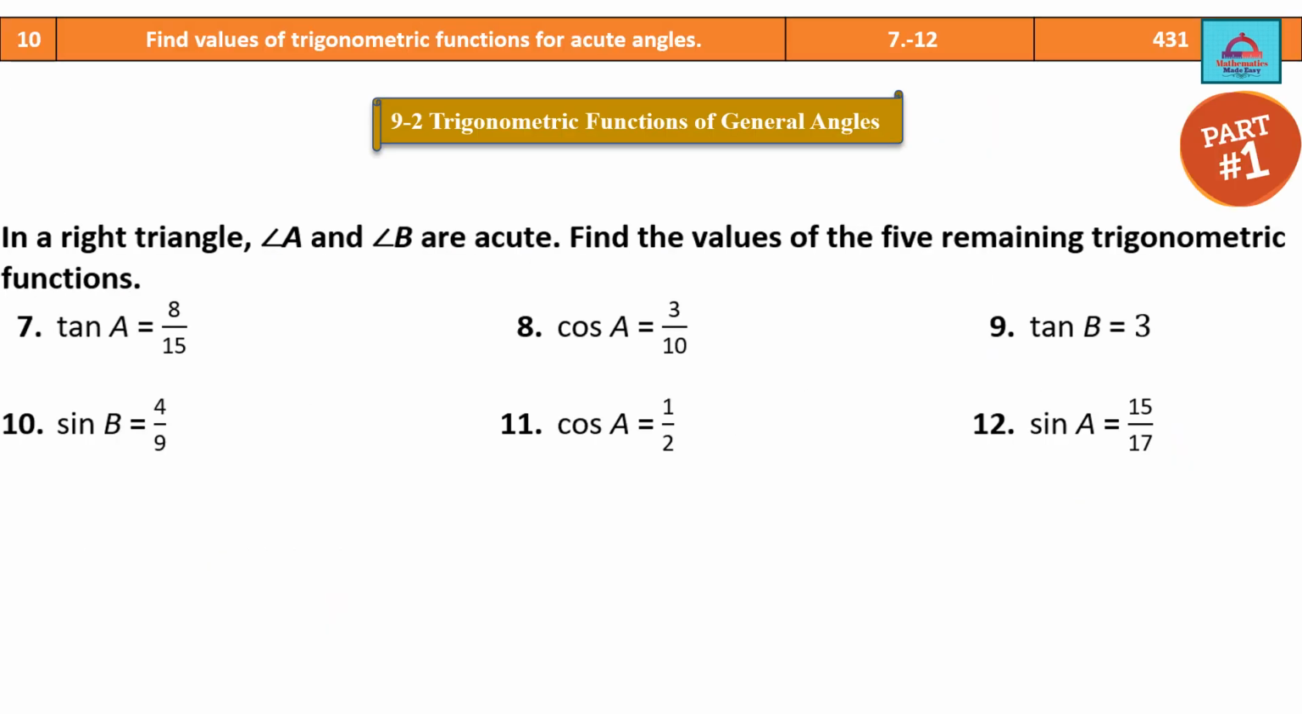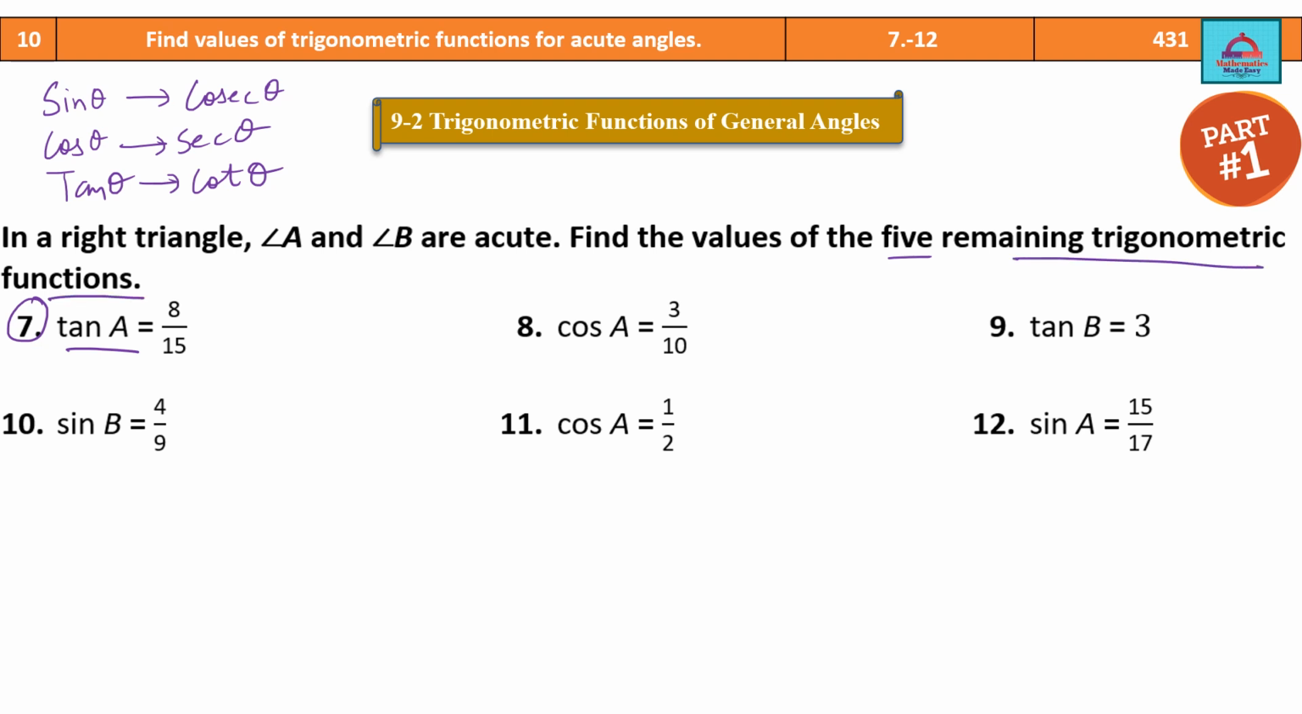Next, we move on to trigonometric functions of general angles. Again, we are going to use SOHCAHTOA here for solving the questions. You are given one ratio, for example in question 7 you are given tan, and you have to find all the remaining values. What are all the values? Sin theta, cos theta, tan theta, then the reciprocals, cosecant theta, secant theta, and cot theta. So these are the total 6 trigonometric ratios. One is given, the remaining 5 you have to find out.